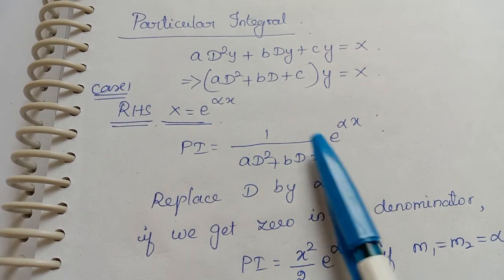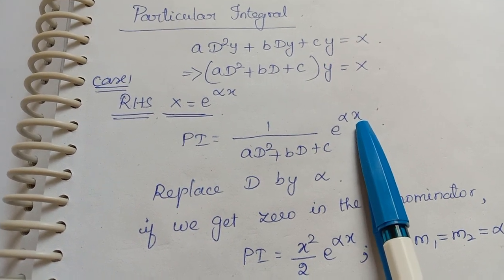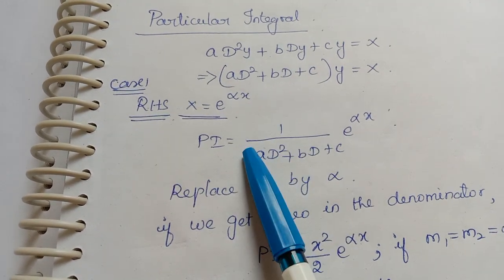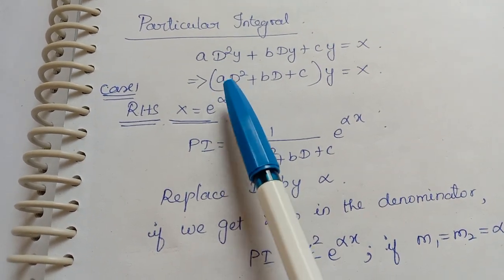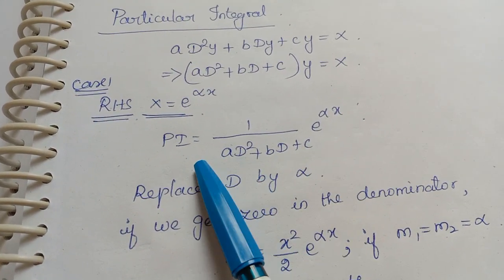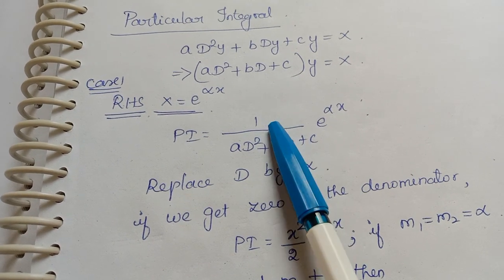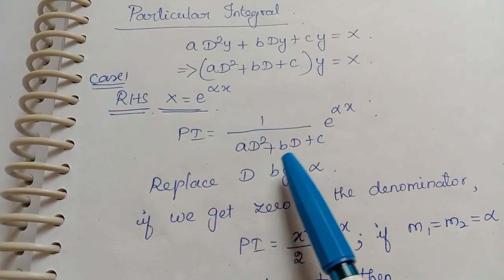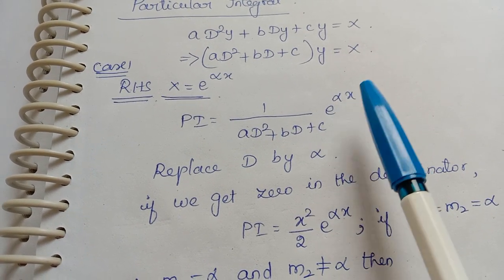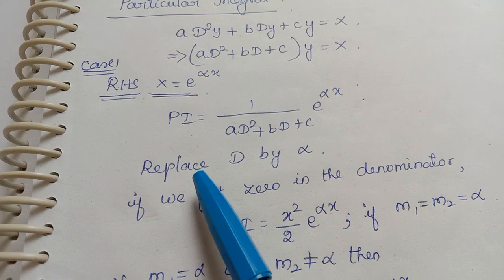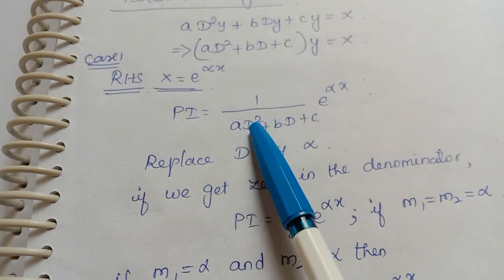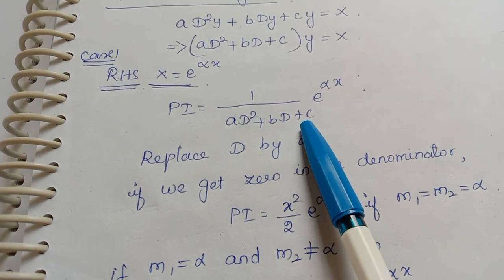Suppose the right hand side is of the form e power alpha x. This is the first case. The particular integral is equal to 1 by, what is this equation, (a d square plus bd plus c) into e power alpha x. So this step is common for all the cases: 1 by the left hand side, a d square plus bd plus c, into e power alpha x. When the right hand side is e power alpha x, the substitution is we have to replace d by alpha. So this will be 1 by (a alpha square plus b alpha plus c).